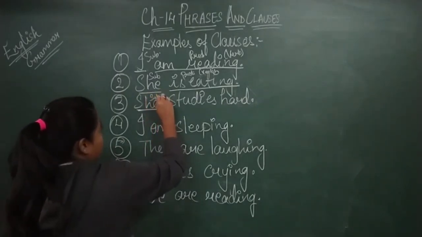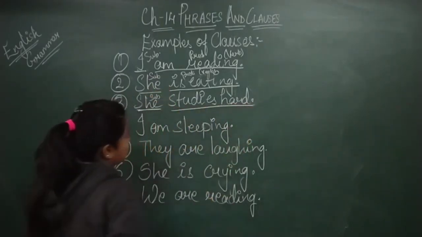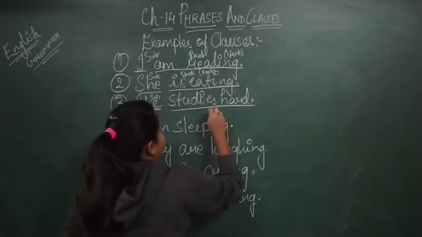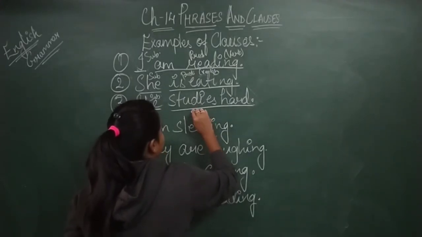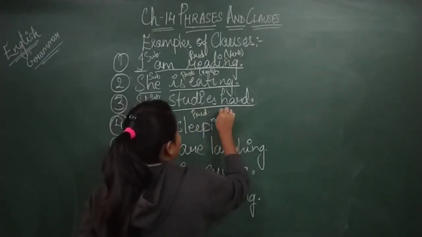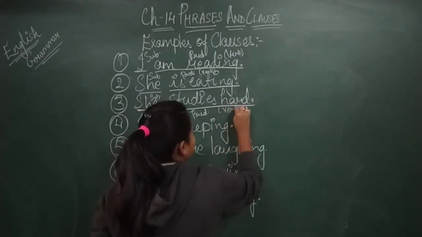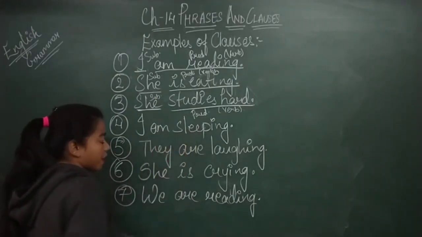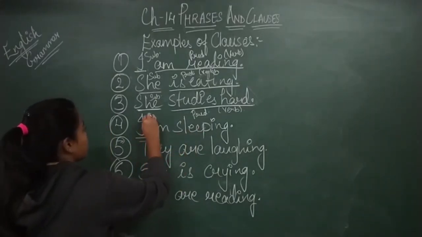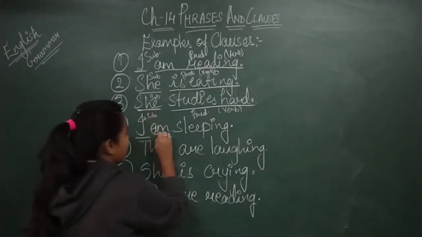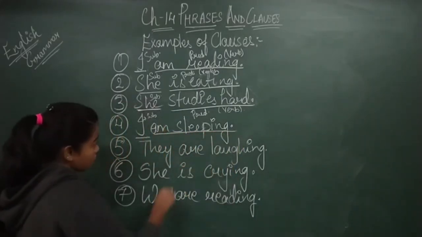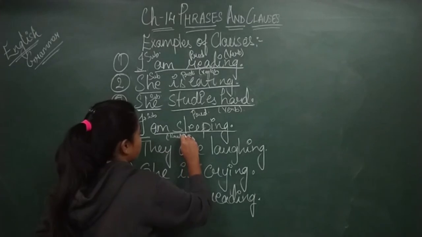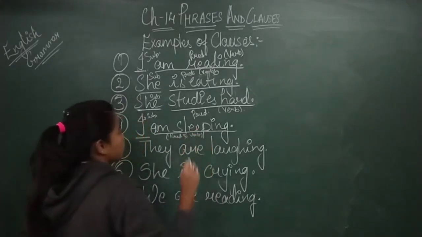Here she is my subject and studies hard. She is really studying hard. It's making sense in the sentence. So it's a predicate and a verb also. Now next, I am sleeping. Again, I is our subject and am sleeping. Sleeping here is again the action word and the predicate, so a predicate also and a verb also.